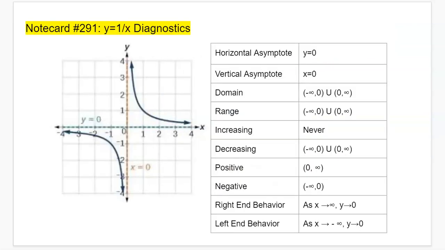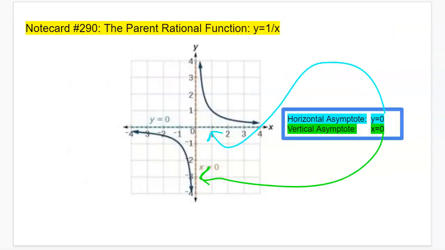All right, now we're going to get into, if you haven't already, I'm sure you have, but finish up note card 290. That's just the parent function. Yes, I want the graph on there. I want your asymptotes drawn in, and I want these equations written as well.